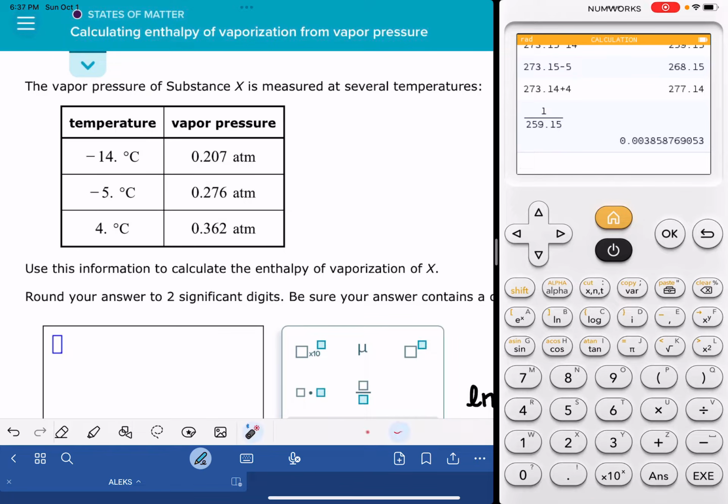In this video, I'm going to show you how to solve the ALEKS problem called calculating enthalpy of vaporization from vapor pressure. This problem is going to give us 3 sets of temperature and vapor pressure data, and we're asked to use that to calculate the enthalpy of vaporization.